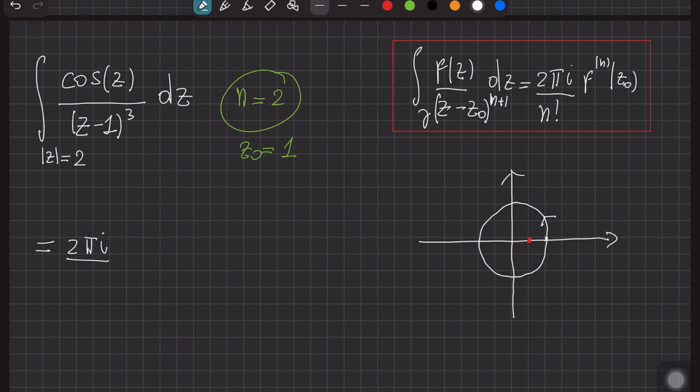2 factorial is equal to 2, times the second derivative of the cosine. So when I differentiate the cosine, I get negative the sine, and the derivative of negative the sine is minus the cosine of x, so minus the cosine of 1. So this is equal to negative pi i times the cosine of 1.